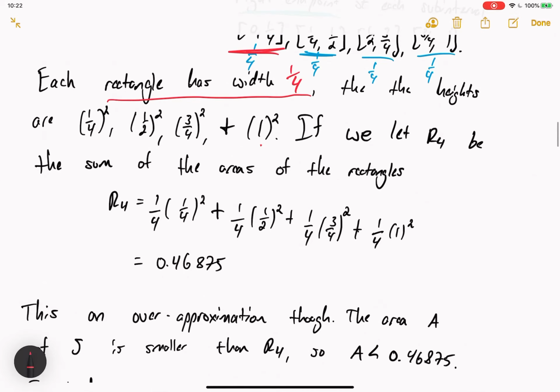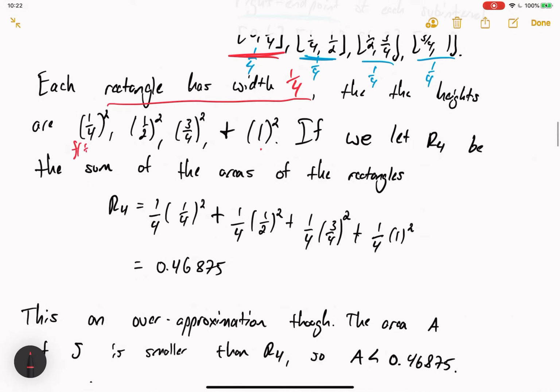The heights are going to be 1/4 squared, 1/2 squared, 3/4 squared, and 1 squared. So this is just f of 1/4, f of 1/2, f of 3/4, and f of 1, because those are just the function values there. So try not to think about them as squares. The fact that they're squared doesn't really matter. They're just numbers, and those numbers correspond to those heights.